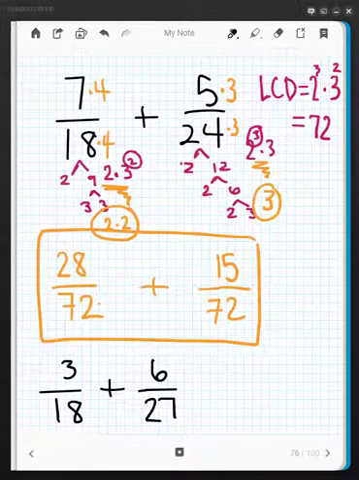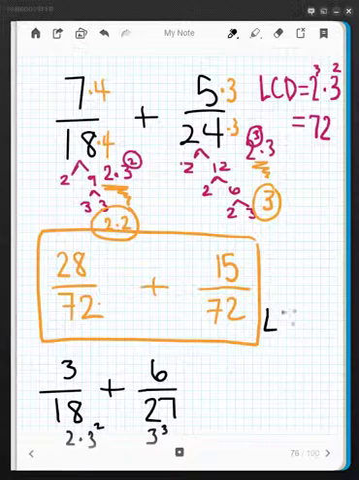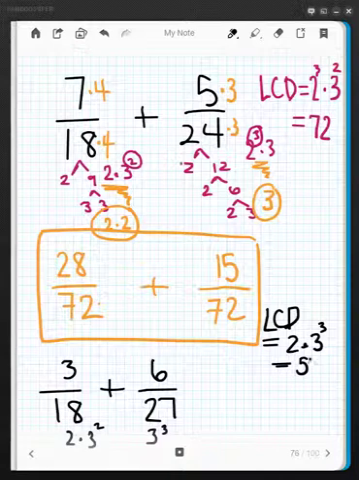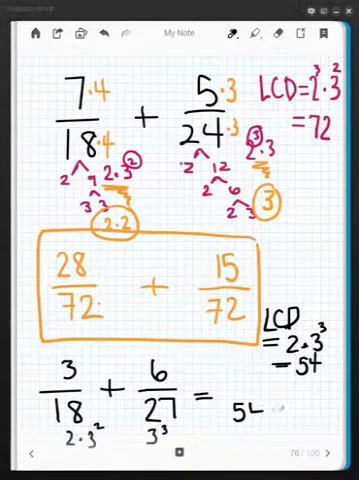So 18 we already have, right? That's 2 times 3 squared. And then 27 is 3 cubed. So the LCD in this case is going to look like 2 times 3 cubed, or 27 times 2, which is 54. So as we build these to 54ths, how would we get there?